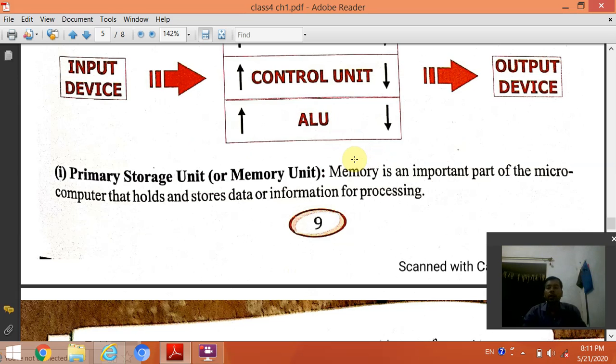Memory is an important part of the microcomputer that holds and stores data or information for processing. Memory, primary memory unit or memory unit, is a storage area where we can store our data or information for processing. It can hold all types of data.